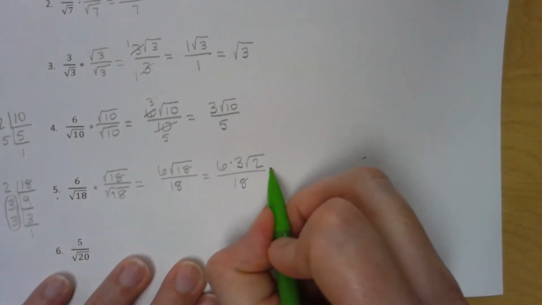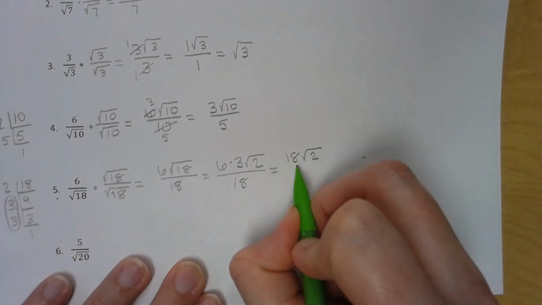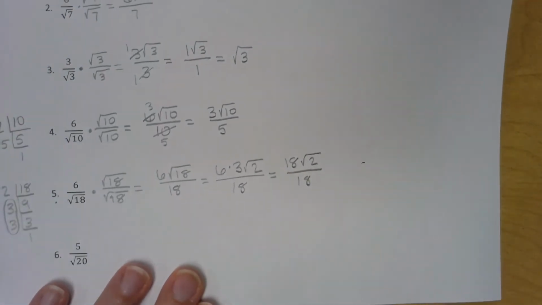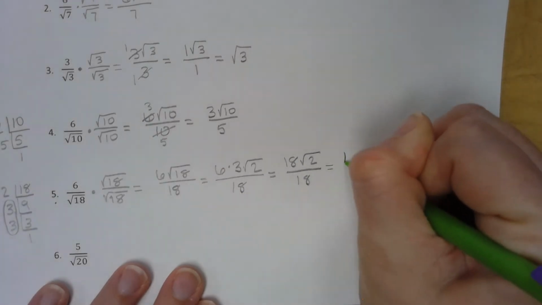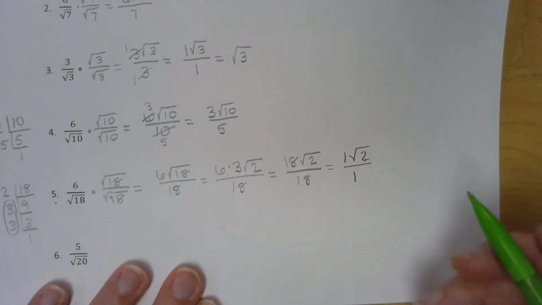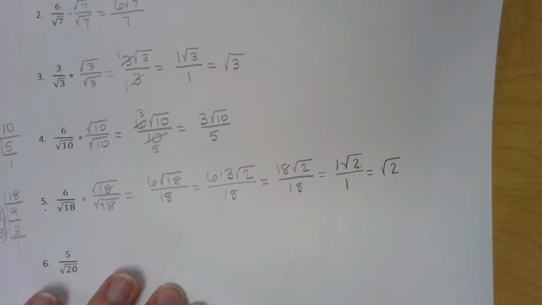Let's simplify this. 6 times 3 is 18. We're going to have our square root of 2 over 18. Well, in our last step, it is to reduce the fraction. The 18s can simplify, which just like previously, you don't need those ones, and so the simplest form is just the square root of 2.